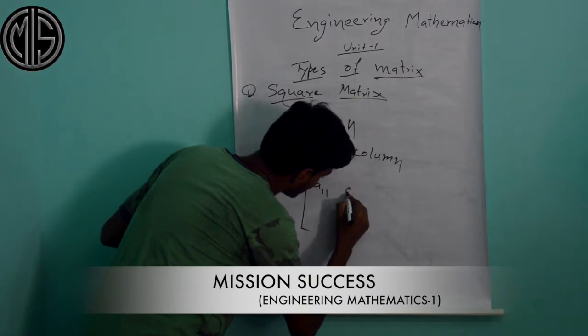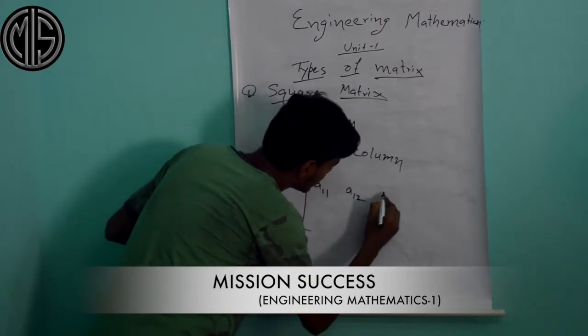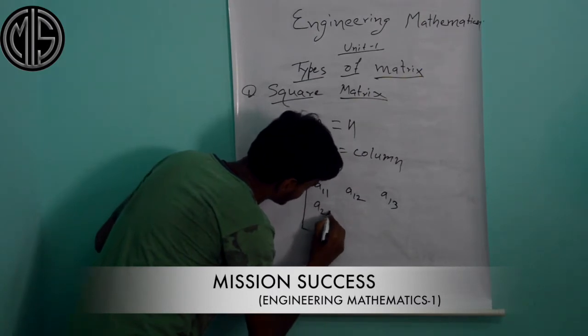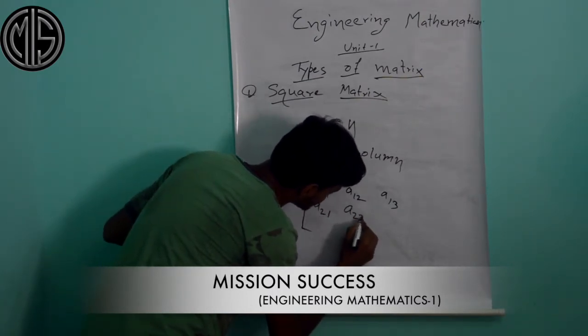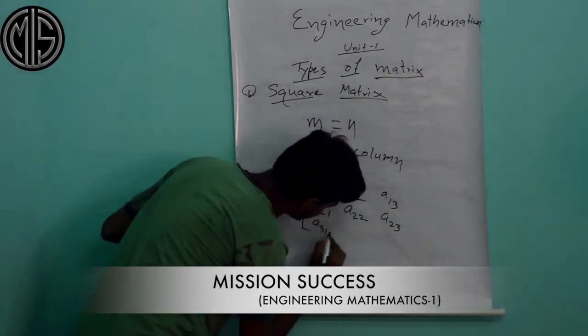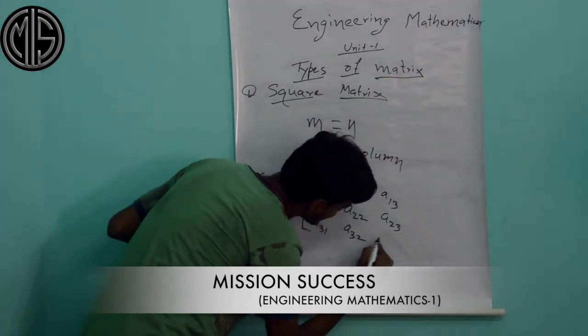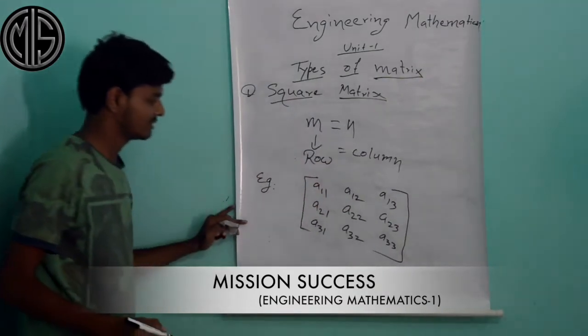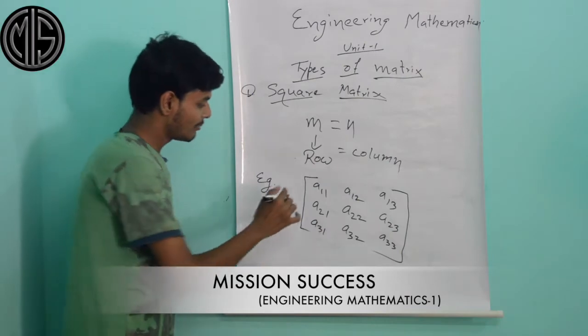A11, A12, A13, A21, A22, A23, A31, A32, A33. See here. Here, number of rows.